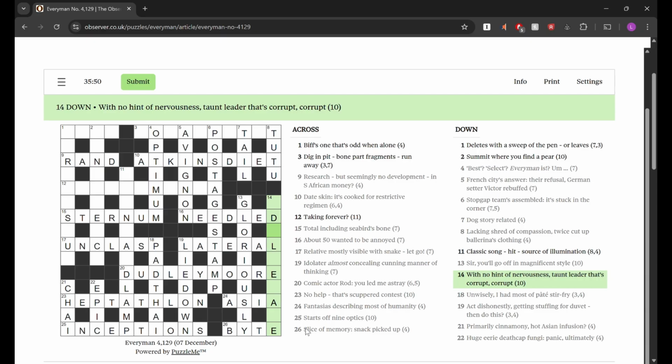Okay, 14 down. See, we've got almost all the letters of leader there, other than the R.